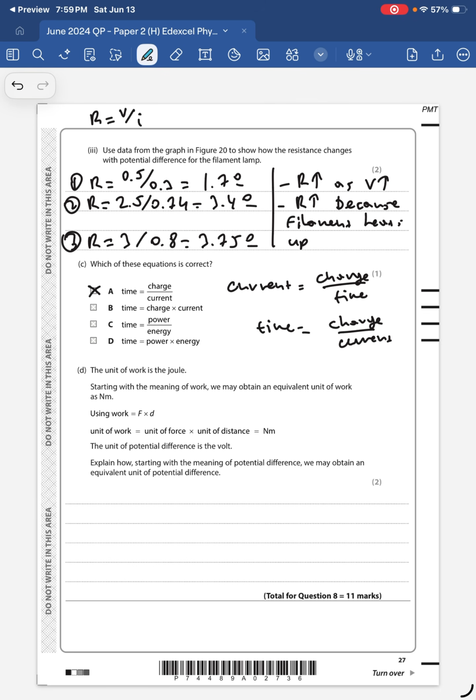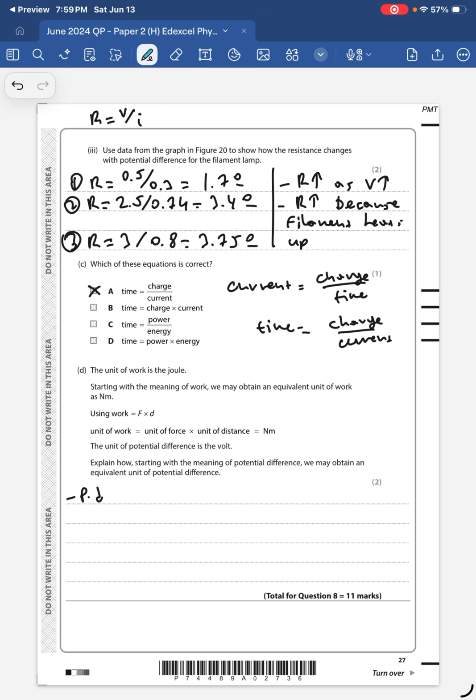Part D, the unit of work is the joule. Starting with the meaning of work, we may obtain an equivalent unit of work as newtons times meter, using work equals force times distance. Unit of work is unit of force times unit of distance, equals newtons times meters. The unit of potential difference is the volt. Explain how, starting with the meaning of potential difference, we may obtain an equivalent unit of potential difference.